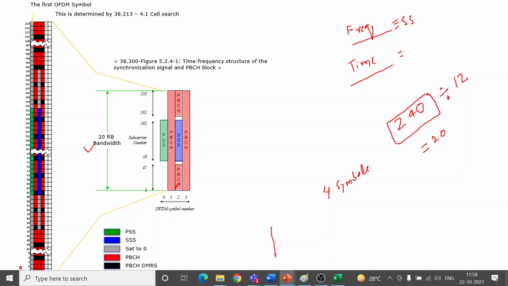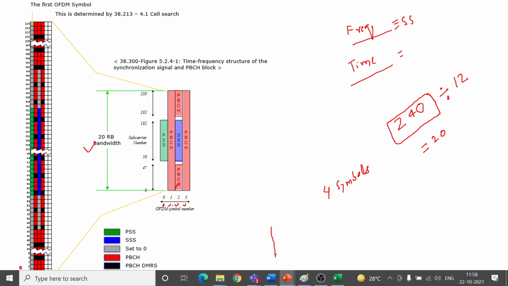How many symbols you require? 4 symbols. The symbols are mentioned as 0, 1, 2, 3. This is not the actual symbol number, but just a count that 4 symbols are required. Where it is placed, we'll be talking about later.